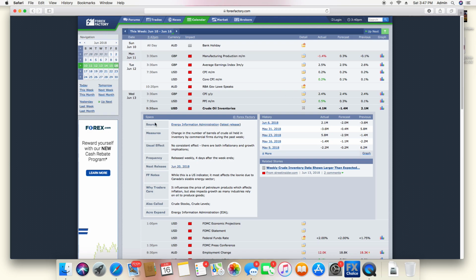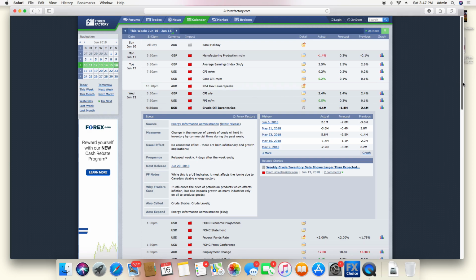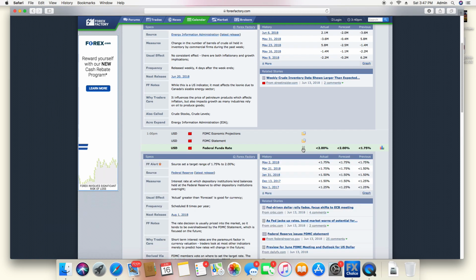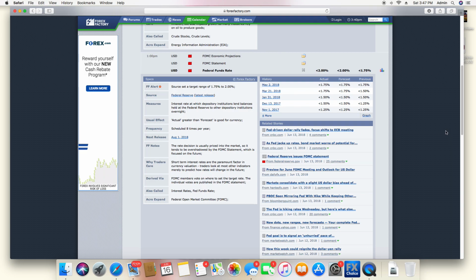But let me actually click on another one here so that you can see. Okay, FOMC statement. Okay, let's see, federal funds rate. Okay, this is good. Okay, federal funds rate. So this basically tells you what it measures. Then it says if the actual rate is greater than the forecast, that's good for the currency.